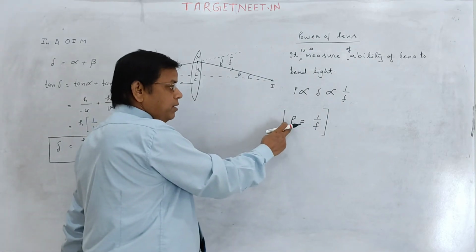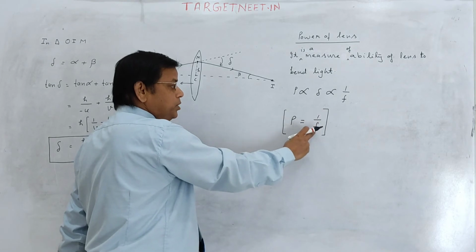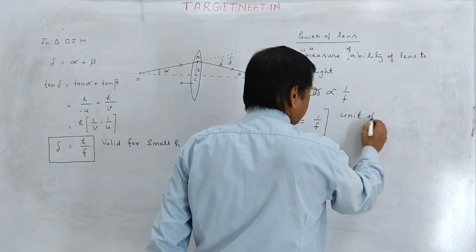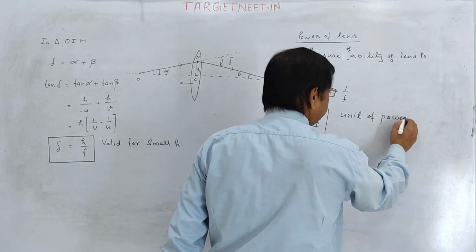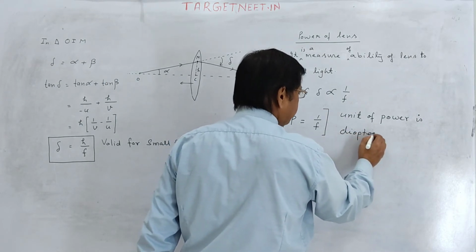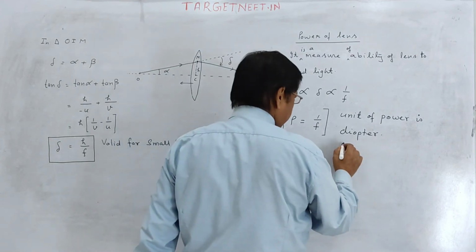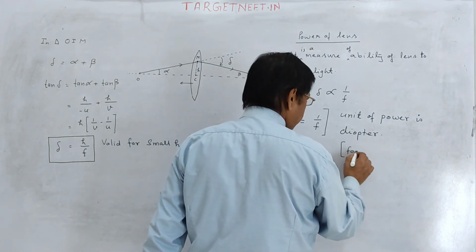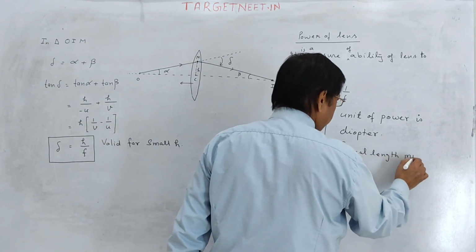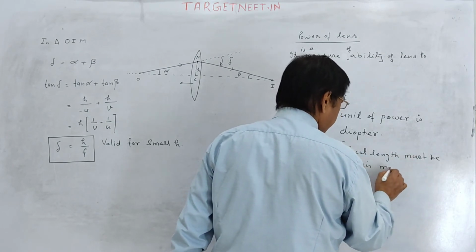Now unit of power is diopter, but here focal length should be in meter. Unit of power is diopter, and focal length must be kept in meter. Focal length must be in meter unit.